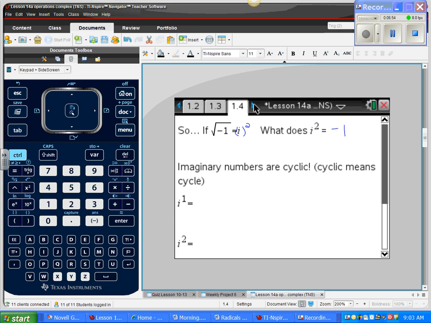Yeah, that's right. If I square this side, I have to square this side. What happens when I square a square root? Yeah, so I'm left with that, right?